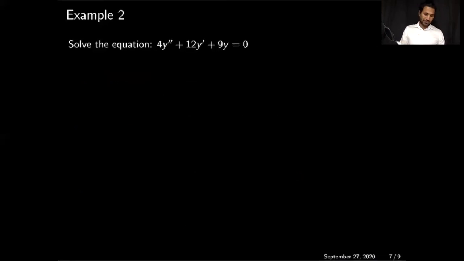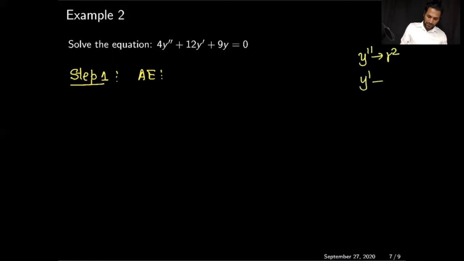Let's take one more example. Here in step number 1, we will again calculate the auxiliary equation. To find the auxiliary equation, I will turn y double prime to r squared, y prime to r, and y to r to the power 0, which is 1. I will substitute these values into my differential equation. So this will become 4r squared plus 12r plus 9 equals 0.